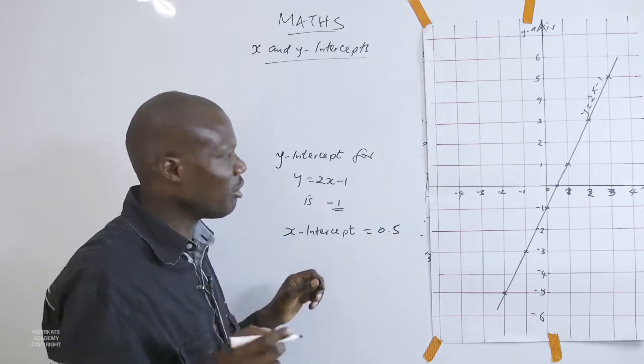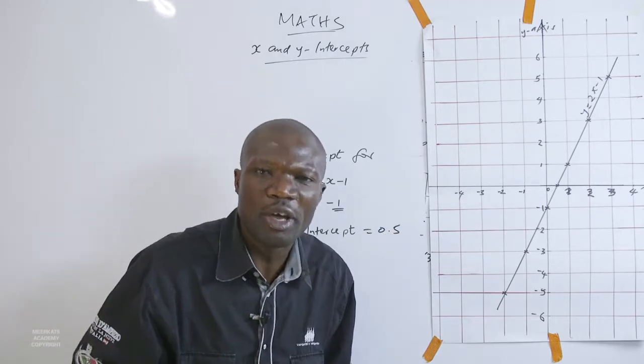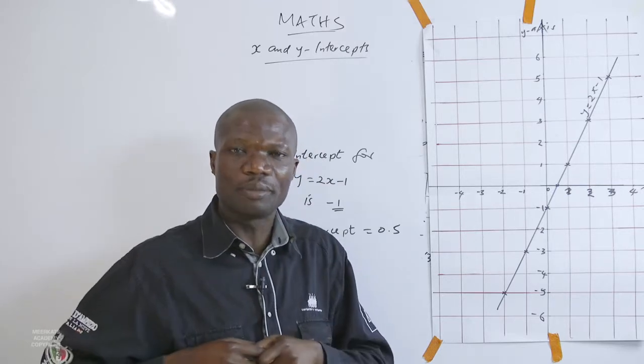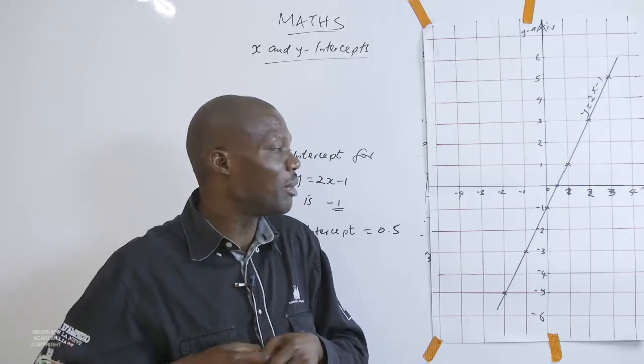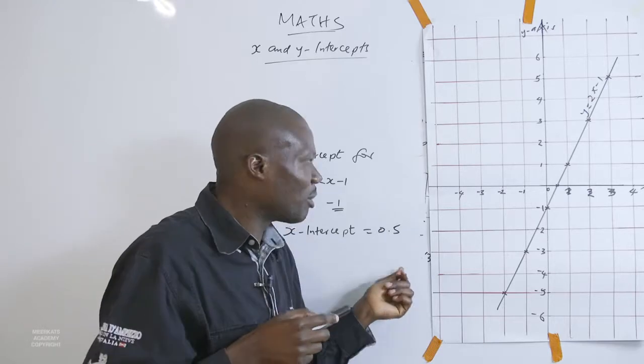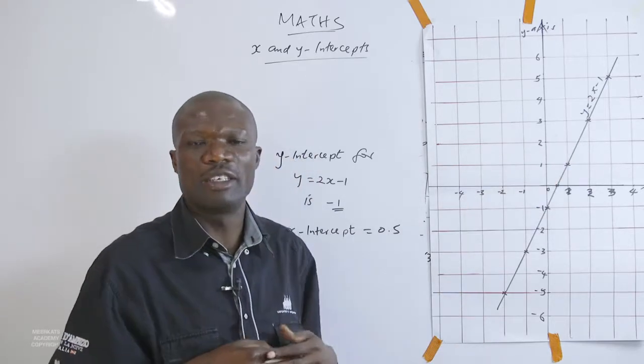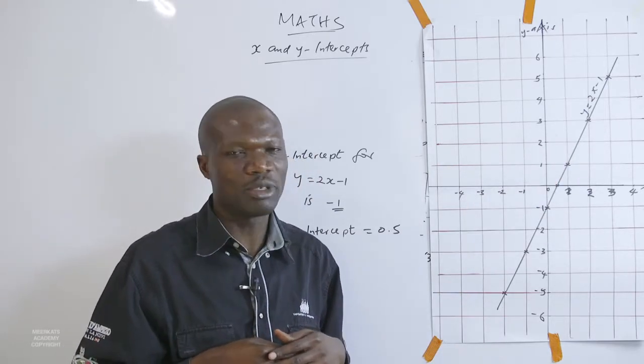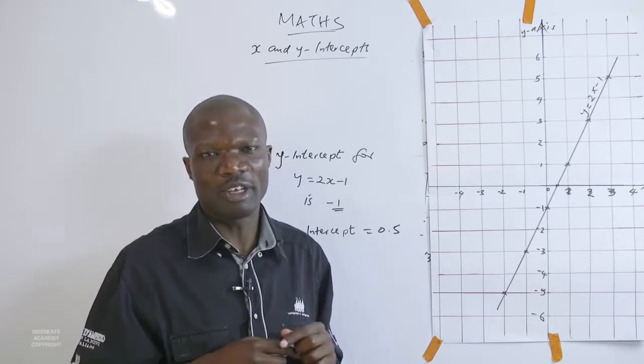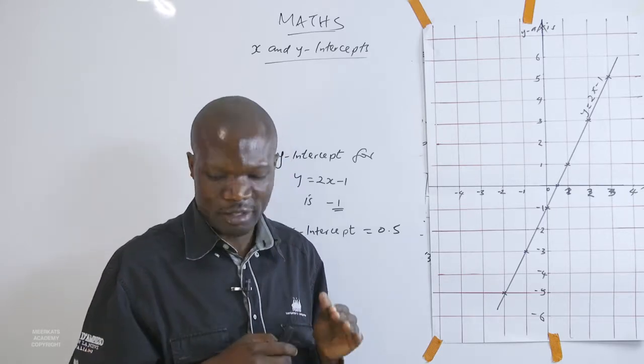That is the value of x at a point where y is 0. At the same time, that point we are talking about is on the line. It must lie on the line. You don't just pick any point. It must lie on the line. That is the x-intercept.